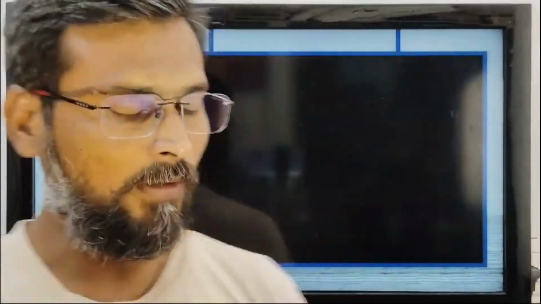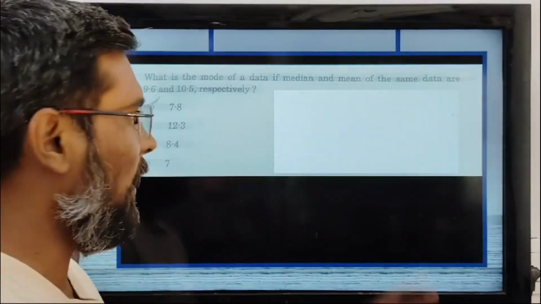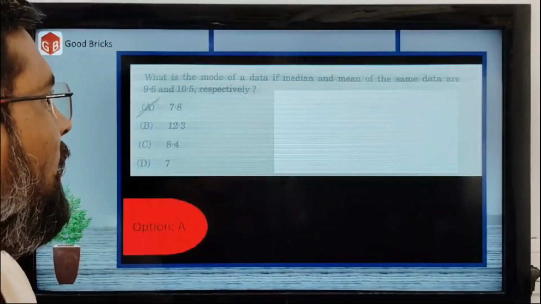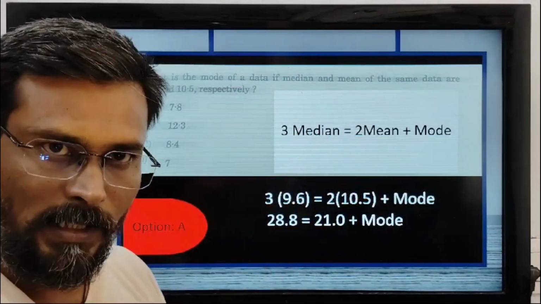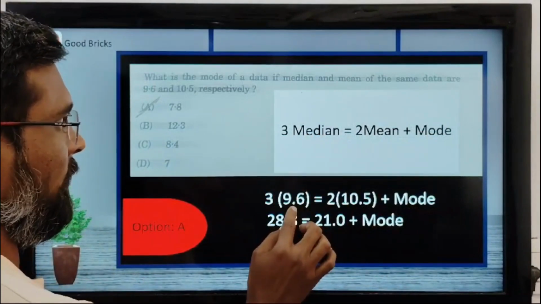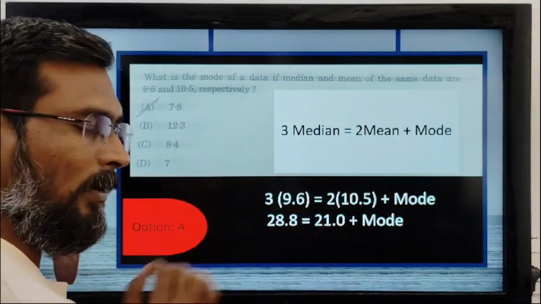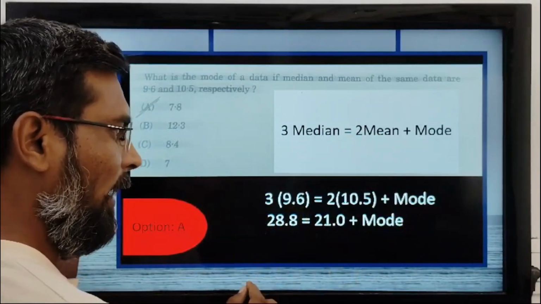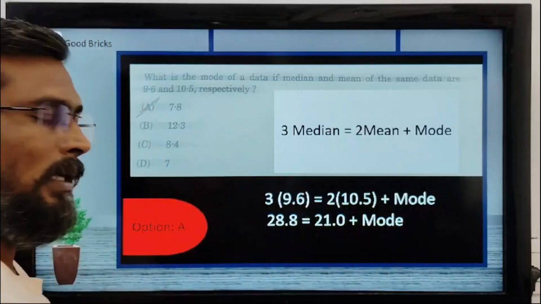So if you look at your first problem, in this they are asking us to calculate mode and they have given median and mean. And you know the median, mean, mode related formula. What is that? 3 median is equal to 2 mean plus mode. So in place of median, let us substitute 9.6. In place of mean, let us substitute 10.5. So when you multiply, you will get 28.8, whereas with 2, when you multiply 10.5, you will get 21.0.